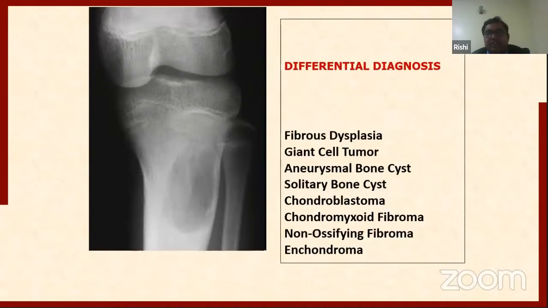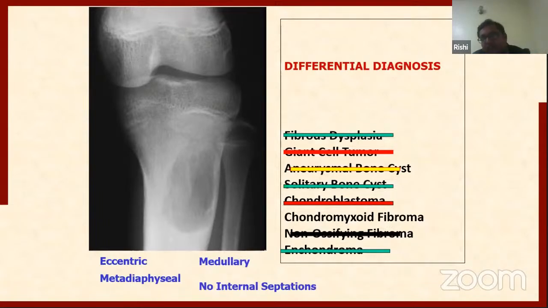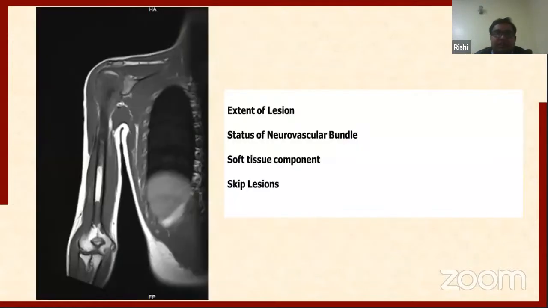So now, how to look at these differentials. First thing, as already told, the lesion is eccentric; fibrous dysplasia, solitary bone cyst, and enchondroma are central lesions. If you see the location, giant cell tumor and chondroblastoma are epiphyseal lesions. Non-ossifying fibromas are cortical-based lesions, and this lesion is medullary-based. In an aneurysmal bone cyst, sometimes you can see internal septations, which are not there in this X-ray, and so this most likely is a chondromyxoid fibroma.